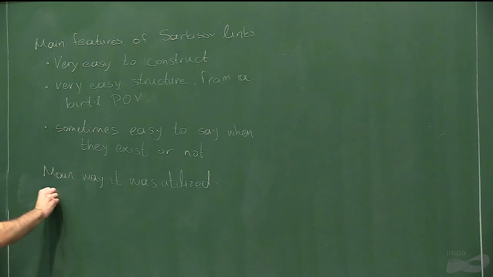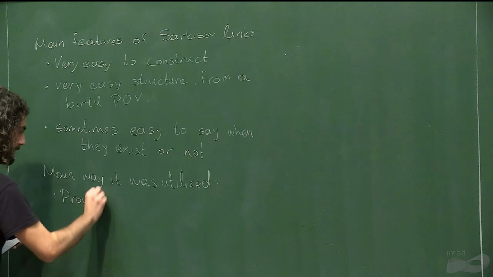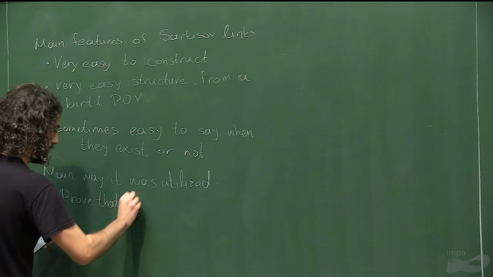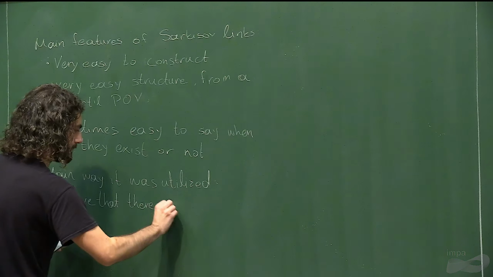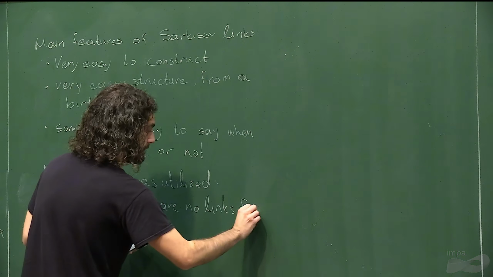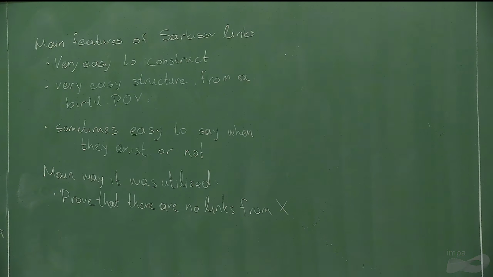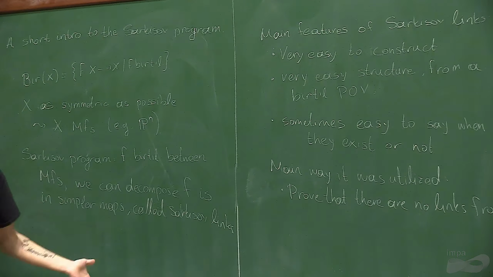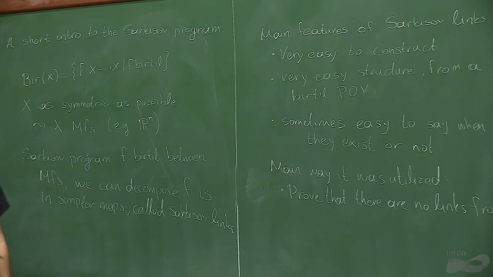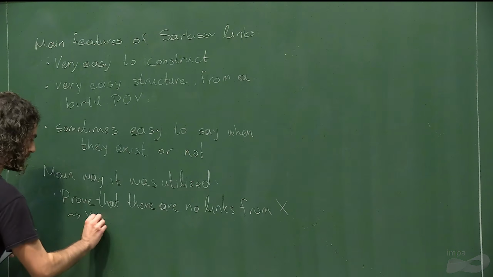One way to utilize it is the following: prove that there are no Sarkisov links starting from a variety X. Since Sarkisov links decompose any birational map, this means that there are no non-trivial birational maps from the variety X, and this means that the variety is called super rigid.